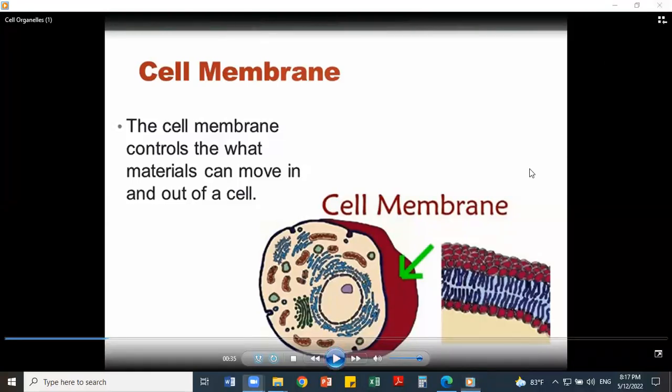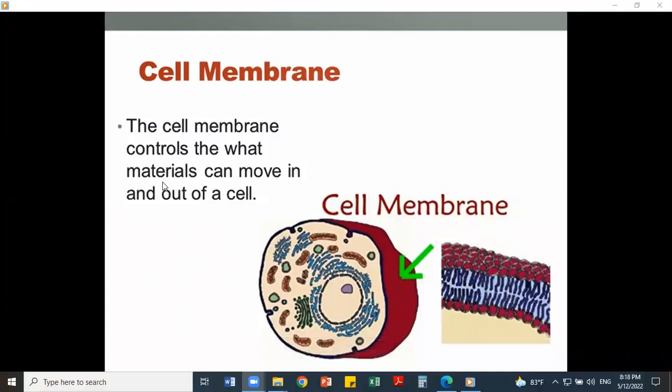Okay, because the sound is not clear, I'll explain. So cell membrane. Cell membrane controls what materials can move in and out. That means if you take a plant cell or animal cell, the outermost covering is the cell membrane, and it controls what materials can move in and out. That means it controls the entry and exit of materials between the cell and its environment. That is the role of the cell membrane.